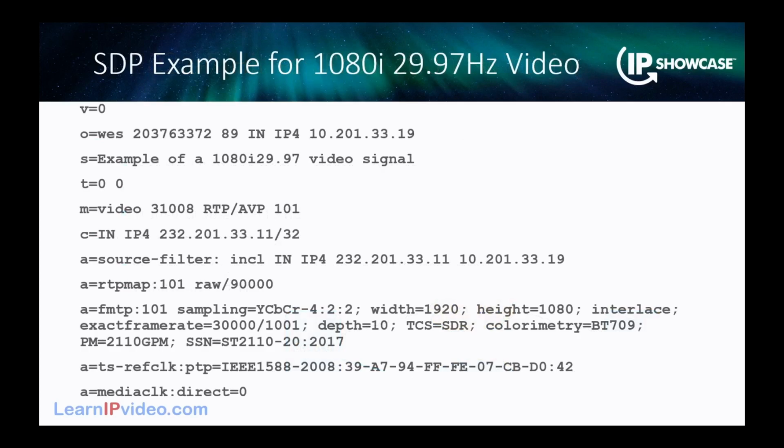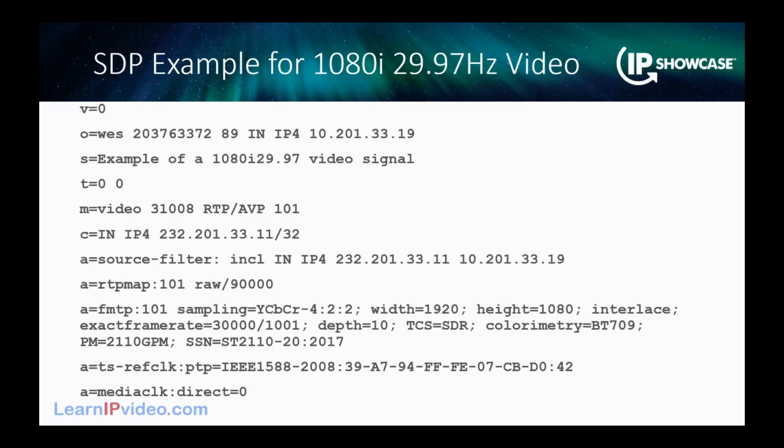Here's an example of an SDP file. I won't go into the details, but if you look at this, you can tell that this has some good information about the video signal, especially down here in the FMTP parameter. You can see that this is a 422 video. It's 1920 by 1080. Again, only the video. It's interlaced. The exact frame rate is 2997, which we represent as a fraction of 30,000 divided by 1001. It's got 10 bits per sample, standard HD colorimetry, BT709, and normal standard dynamic range.